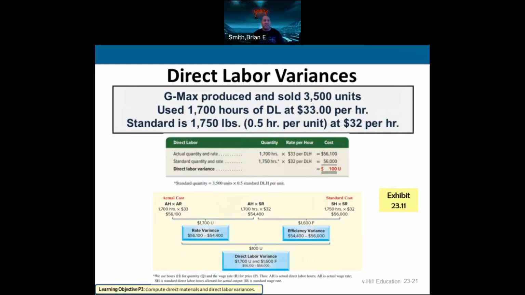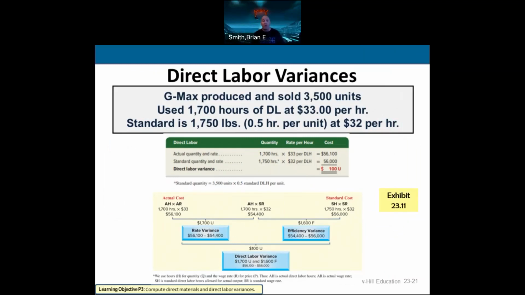Direct labor variance is a little bit easier to understand, I think. You're going to look at the rate variance. So your rate is basically the rate of pay. How much are you paying your employees? Well, in this case, your actual cost is $33 versus the standard cost of $32. So you're paying your employees $1 more than you thought you were going to be.